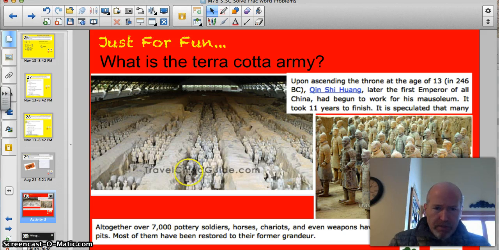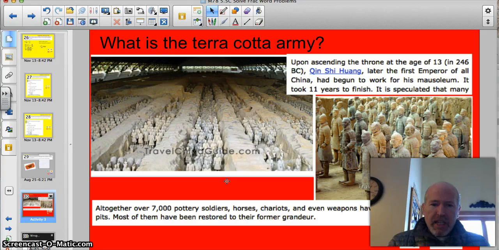Here it shows some of the pits, how they dug these guys out, and they found them just the way they were buried. Of course, they went and cleaned it up. But altogether, over 7,000 soldiers, horses, chariots, and weapons have been unearthed from these pits. Pretty cool. Terracotta, in terms of Latin, means earth baked, or baked from the earth. These were clay pottery soldiers, so that's why they call them the Terracotta Army. All right, little trivia.